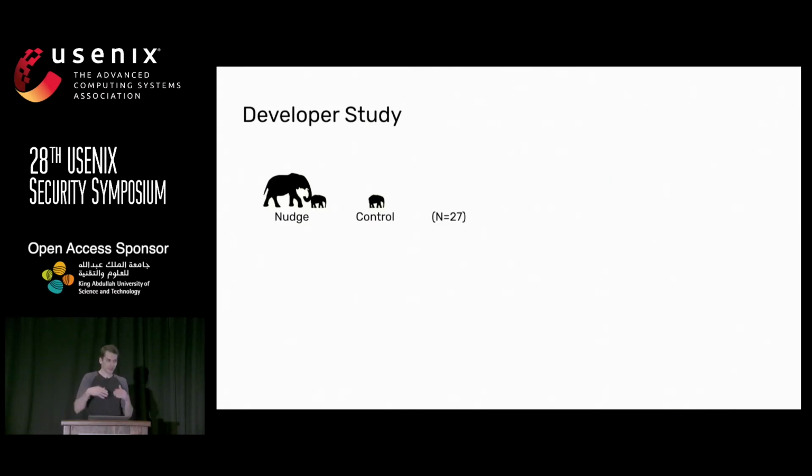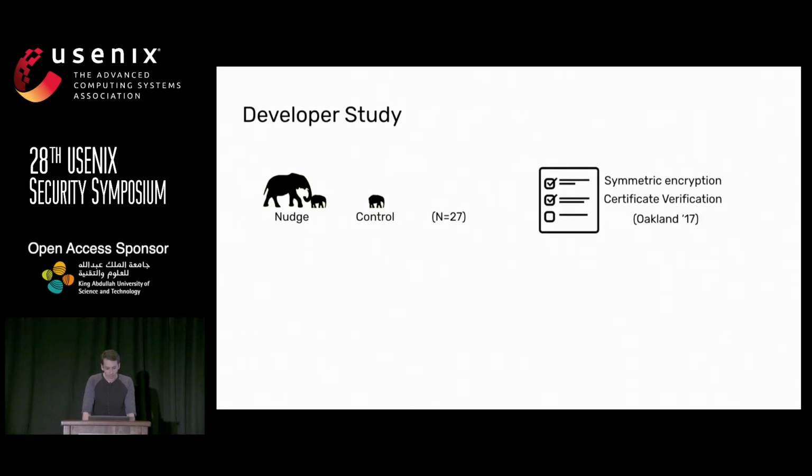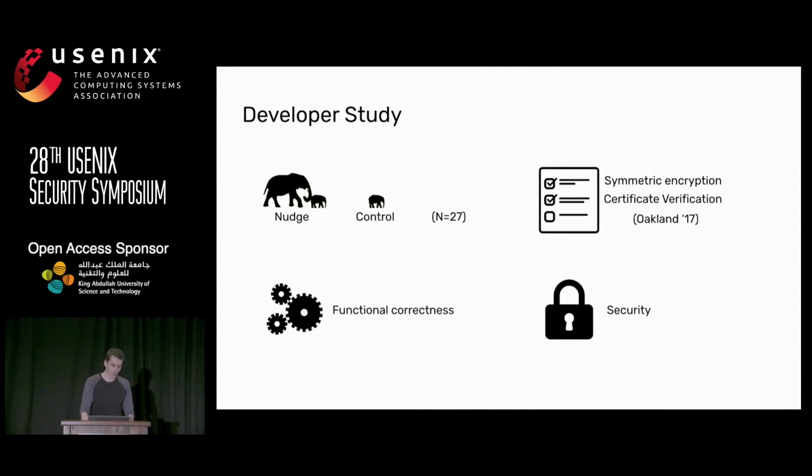So as we now had everything together, we wanted to test our system design within a small developer study. We had two treatments, the nudge group and the control group. Both of them had to solve two different programming tasks, symmetric encryption and certificate verification. And we had two metrics, functional correctness and security. Once again, functional correctness was very important because we wanted to make sure that we didn't create any obstacles for programmers, such that they can happily continue to copy and paste stuff.